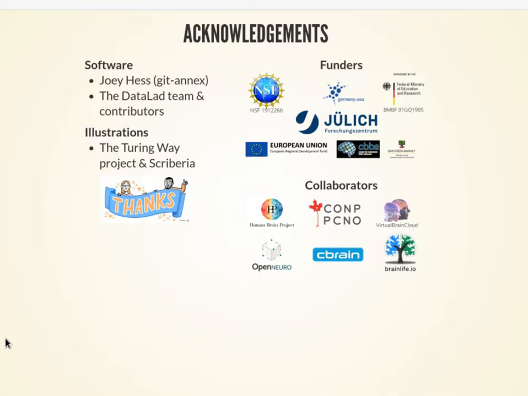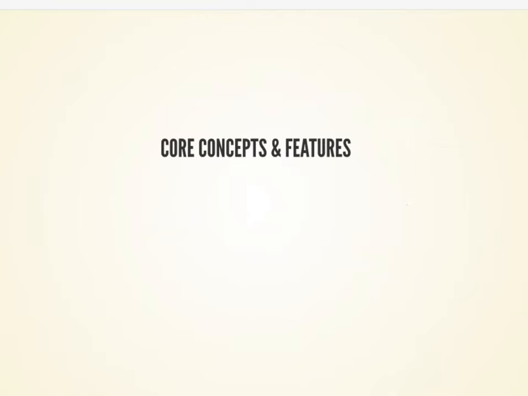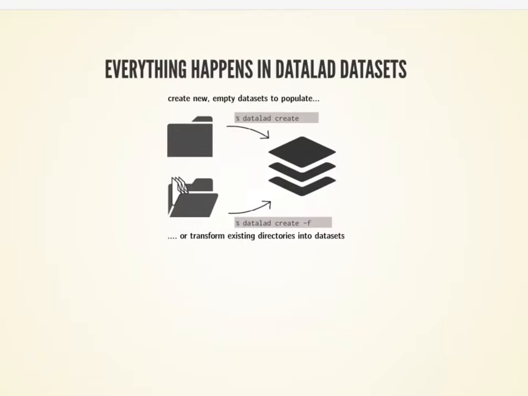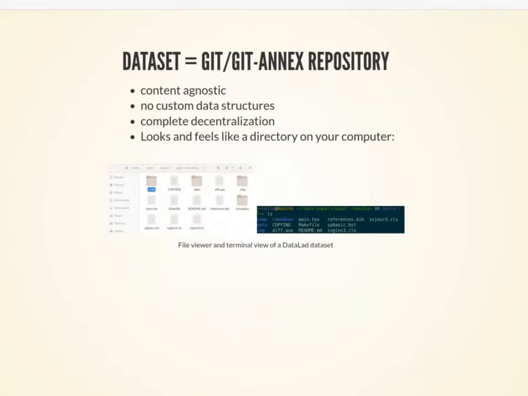So just to give you a rundown of a couple of core concepts and features that we come back to over the course of the workshop. Everything that we do happens in so-called DataLad datasets. That is the core data structure, and it's basically just a directory. You can create datasets from scratch, and then they're empty, but you can also turn existing directories into DataLad datasets so that you have a place where the contents are managed. A dataset is a Git annex repository underneath the hood, so it's a versioned directory on your computer, but it essentially looks like a completely normal folder on your file system.